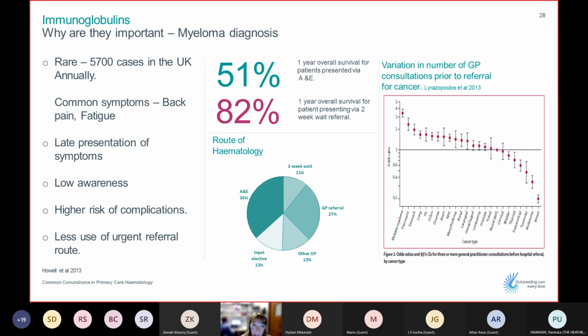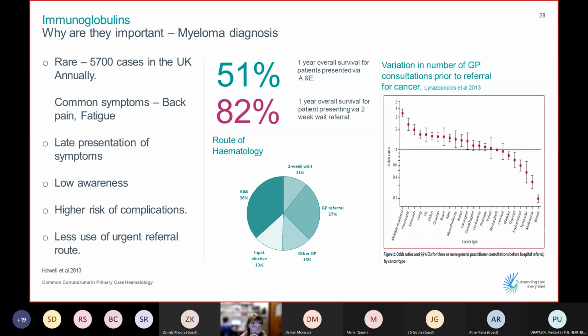And why is this so important that we keep an eye on the right patients? It's because unfortunately myeloma is classically late to present and has high complication rates. And this is due to a number of reasons. It is rare, so there are under 6,000 cases diagnosed annually in the UK, and it presents with very common symptoms such as back pain and fatigue. Symptoms can occur late on in the disease, and there is generally a low awareness in the general population about myeloma and what it is. As such, there's a higher risk of complications.